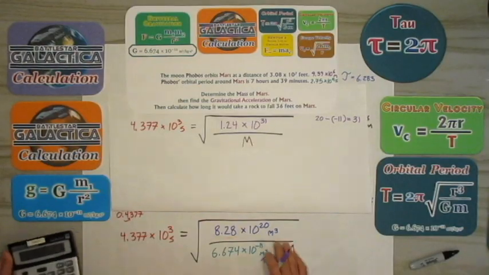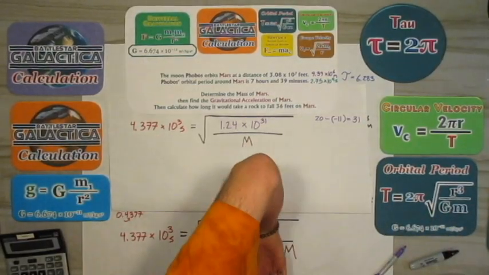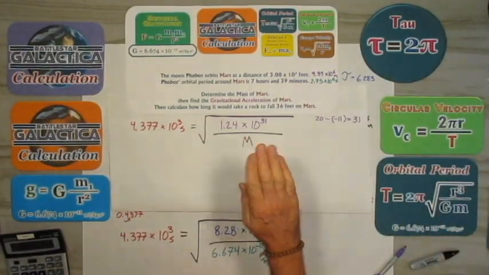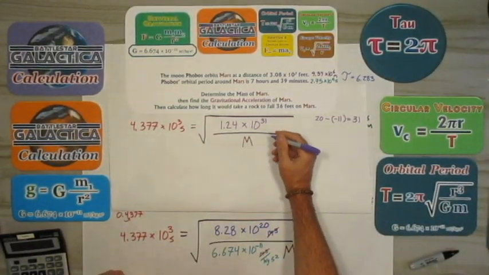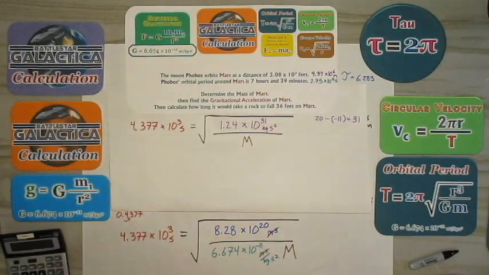And then what's going to happen with the units? Well, look, meters cubed divided by meters cubed. Those are going to disappear, right? And then we're dividing by per kilogram second squared. So those are going to wind up as being the units on the top. So it's going to be kilogram second squared. Okay? Does that make sense?